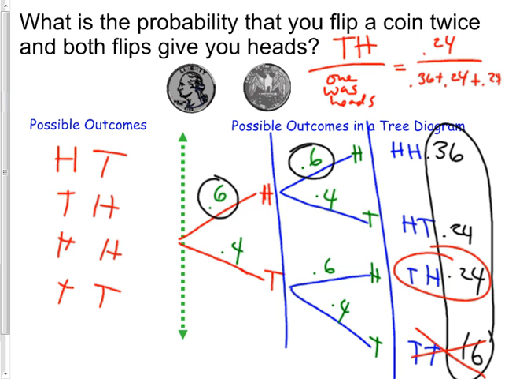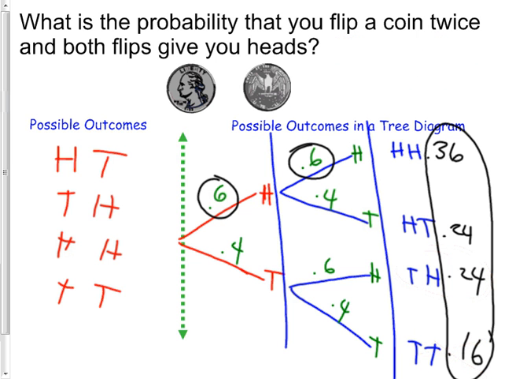Given that he got a heads first, what's the probability that it was heads, heads? You might be tempted to just say it's 0.36 because that's what heads, heads is. But that's not it. Because given he got a heads first, means there's only certain things are possible and you put them on the bottom.